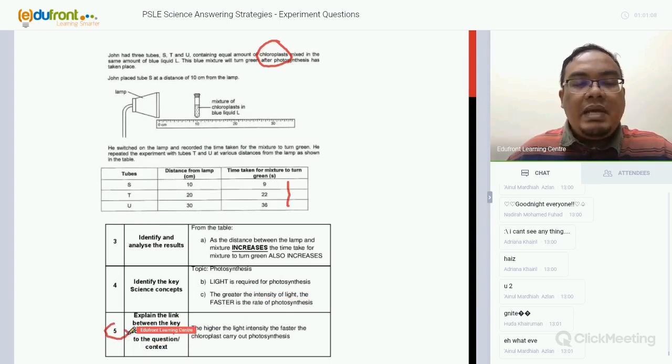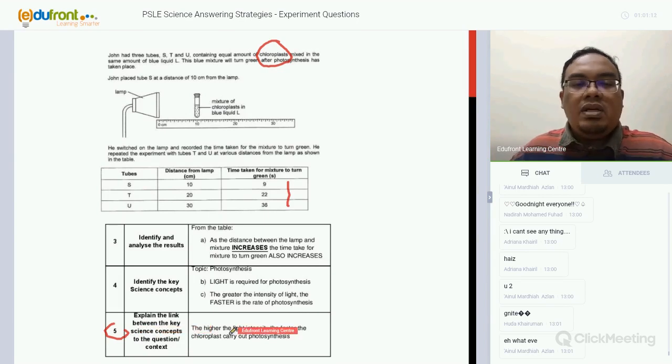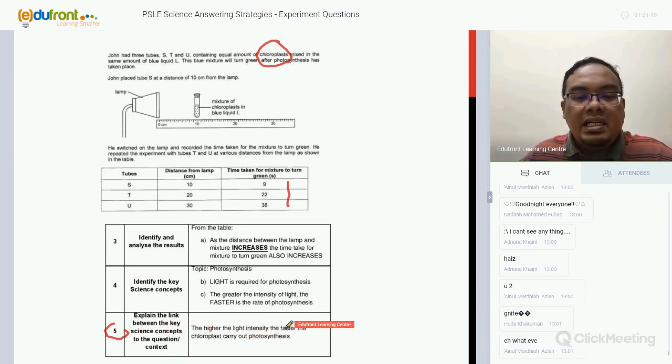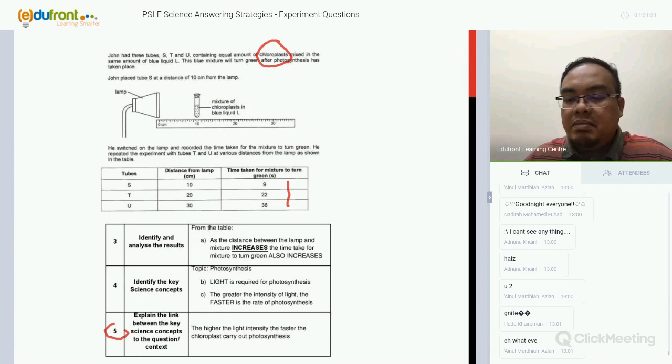And step number 5, you must be able to link the concepts to the particular question itself. So the higher the intensity of light, okay, the faster the chloroplasts carry out photosynthesis. All right, so this is how you should be able to explain. Okay.